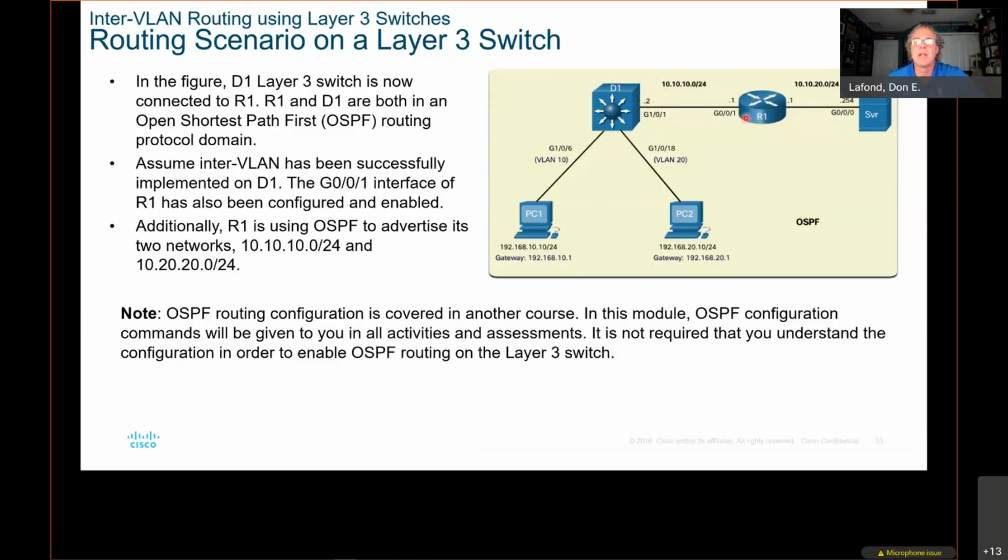Ultimately, what a router does is it uses OSPF to advertise what it knows. So router 1 knows about the 20 network over here. So it's going to talk to the switch.